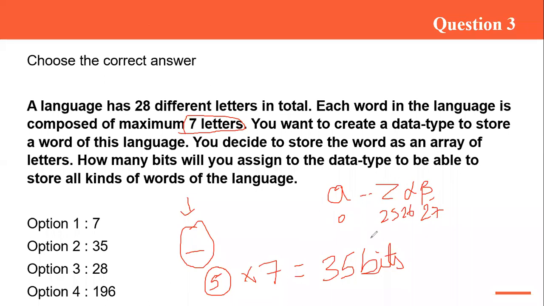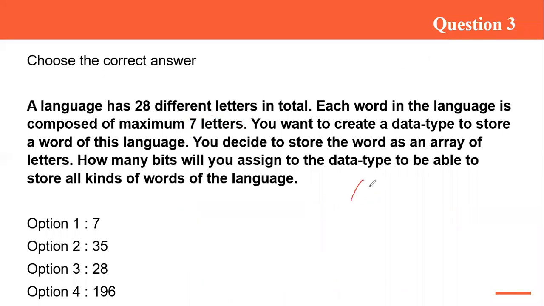You asked me to repeat: how do we get 5? Simple here. Aditya, 5 I got because I want to store 28 letters. If I want to store the 28th letter, how many bits do I need? Maybe I'll store 27 or 28. Let us assume 28 only I'll store. Tell me, if I should store 28 in a language, how many bits do I need for storing 28, 27, anything? 5 bits. That's what I'm talking about.